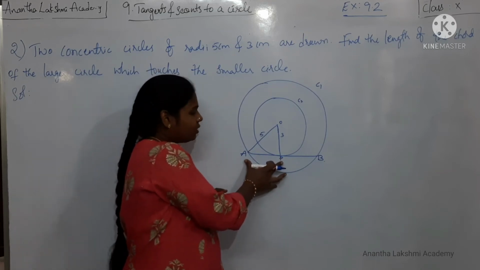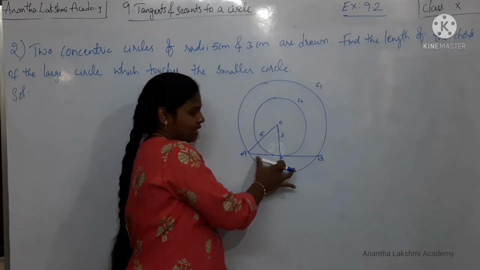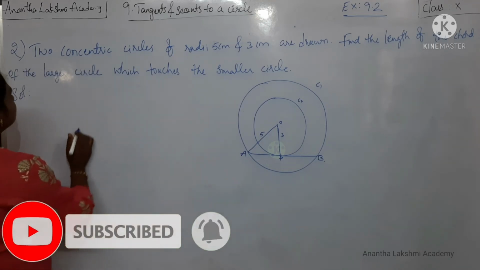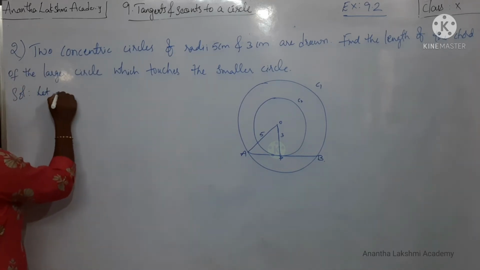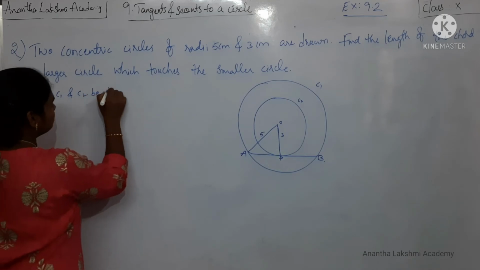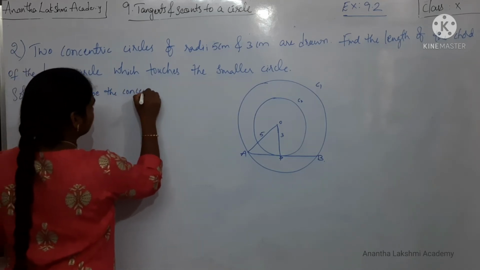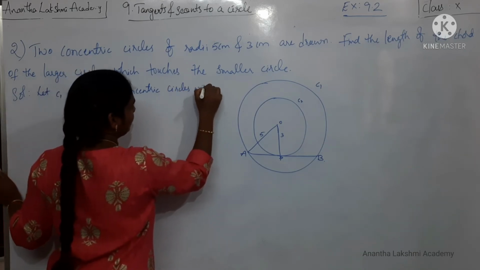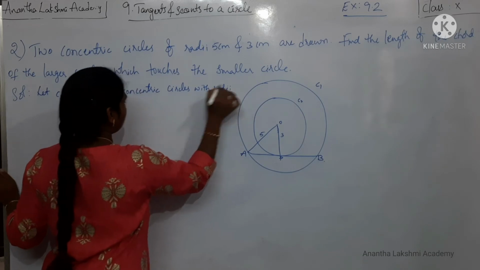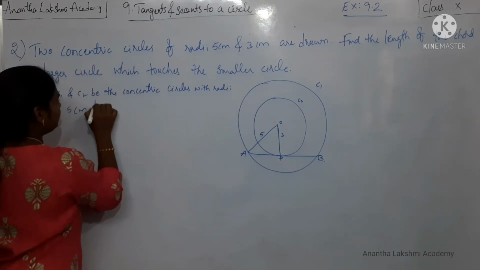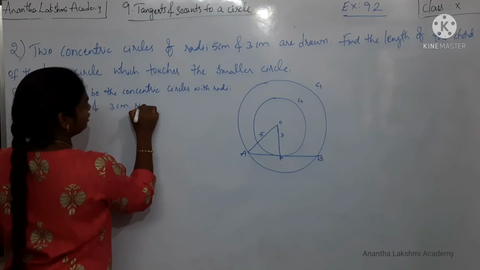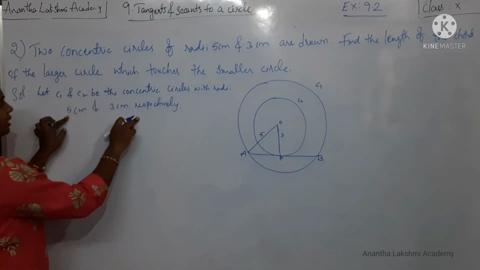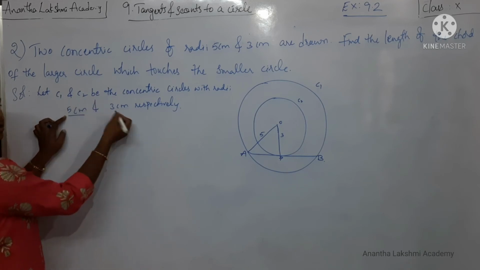If we could figure out PA from here, AB is nothing but AP plus PB or PA plus PB, right? From there we can write that out. So let C1 and C2 be the concentric circles with radii 5 centimeters and 3 centimeters respectively. When you write respectively, it means that it is in the same order. I said C1 now, C1 5 centimeters, C2 3 centimeters.